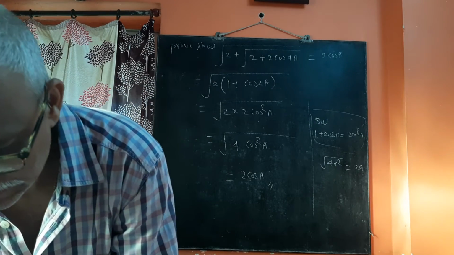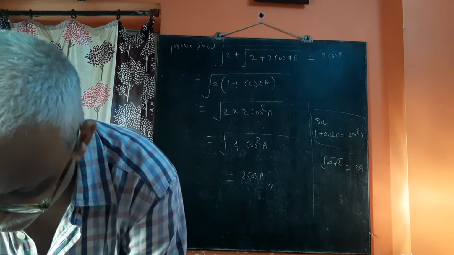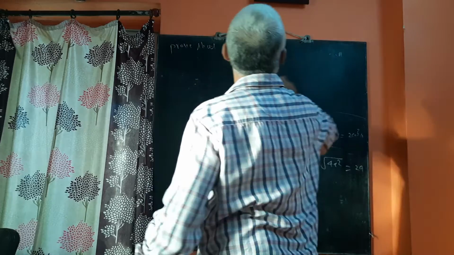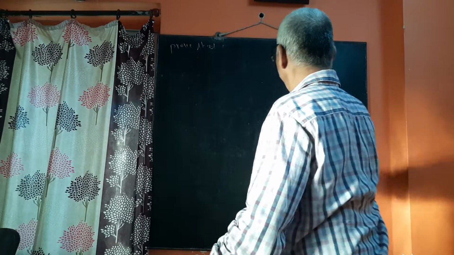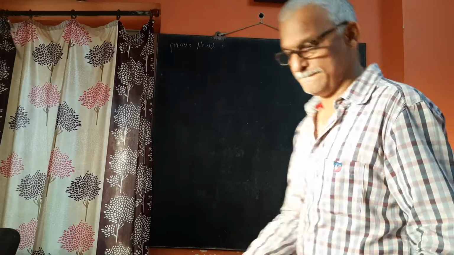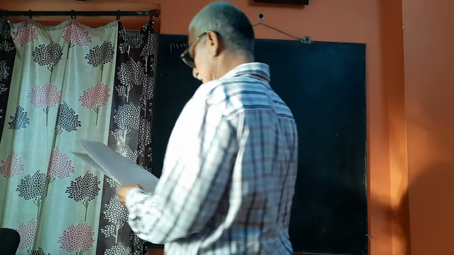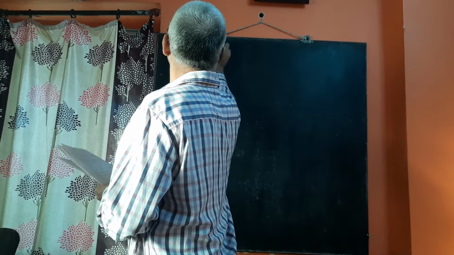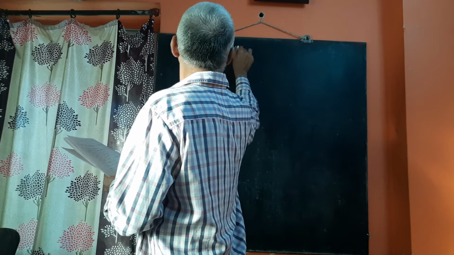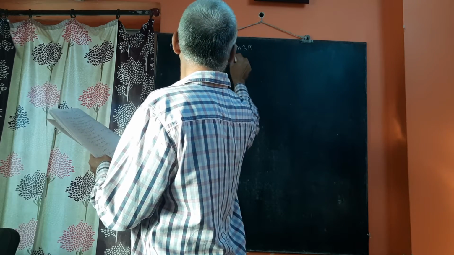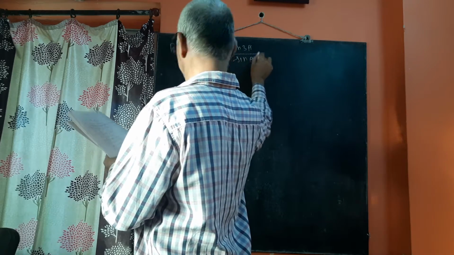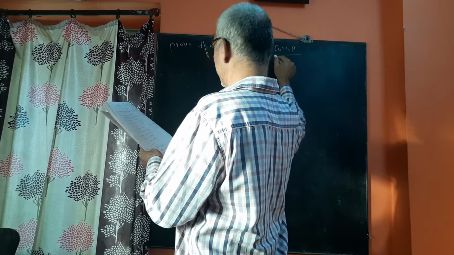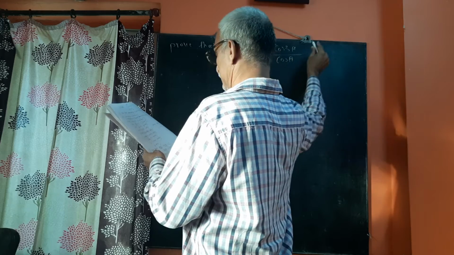Let us solve the next problem on that topic, that is, prove that sin 3a divided by sin a minus cos 3a divided by cos a is equal to 2.